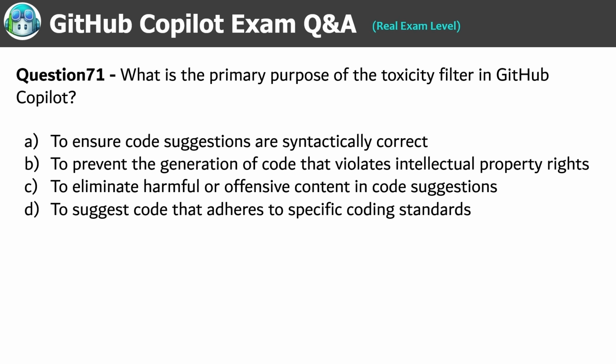Question 71. What is the primary purpose of the toxicity filter in GitHub Copilot? And the answer is C. To eliminate harmful or offensive content in code suggestions.